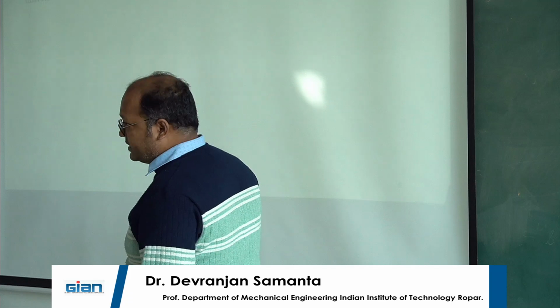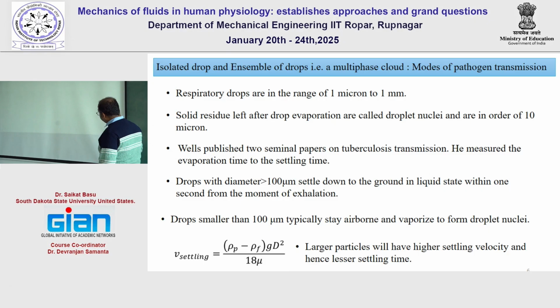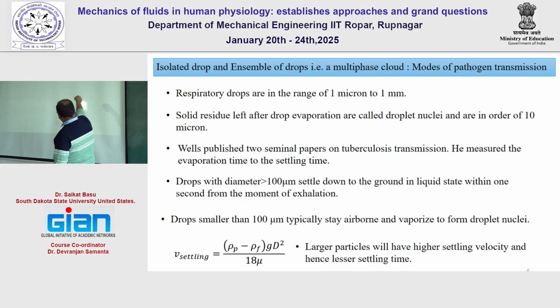That solid residue itself can be responsible for disease transmission. And this solid residue after the evaporation is called a droplet nucleus. This is just a jargon, and these are on the order of 10 micron. How these droplets evaporate and how long they stay airborne was first studied by the scientist Wells in the first half of the 20th century, when he was studying how TB transmits.